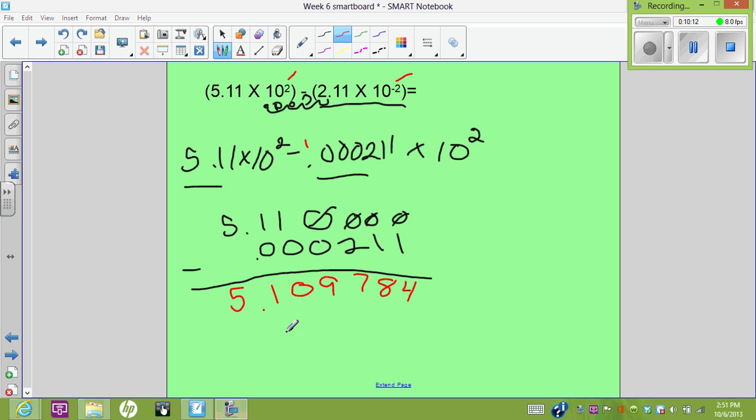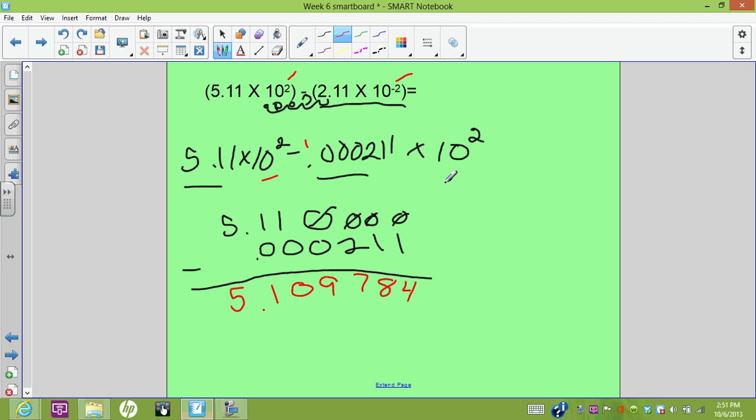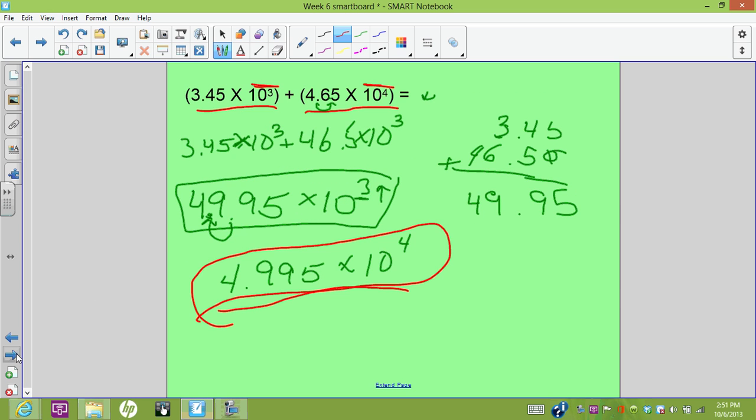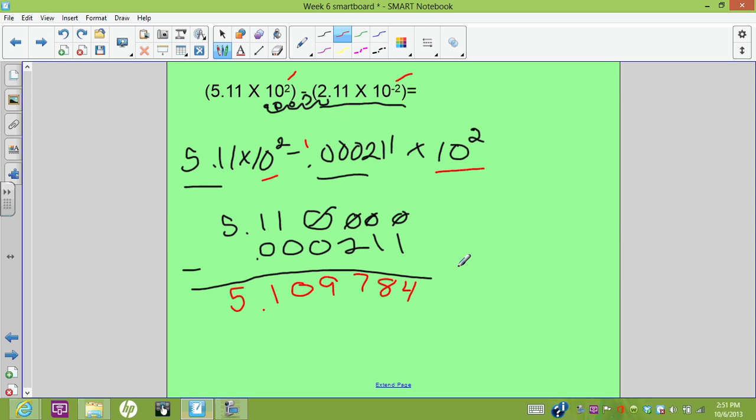All right, you should have gotten 5.109784 as your answer for the decimal part. And then if we follow our steps for the notes, let's look back and see them. Keep the power of 10 as is. So we are going to keep it times 10 to the second. And this is not a faker because 5 is between 1 and 10. So hopefully you guys get a little bit of an understanding of this. We are going to do so much practice on this kind of problem in class tomorrow.